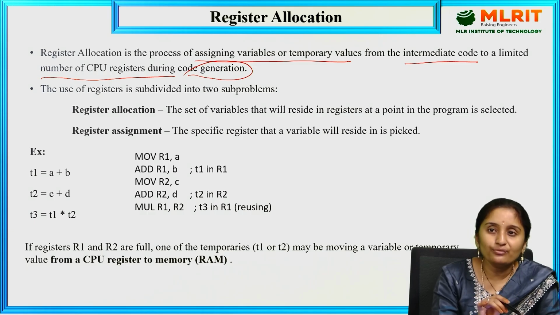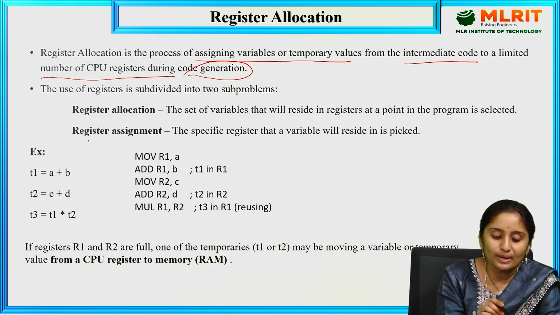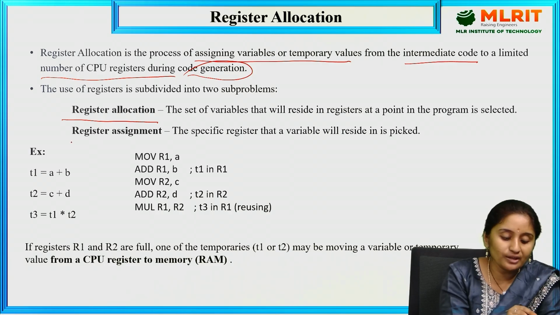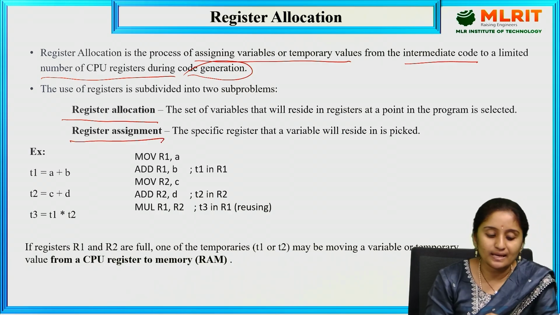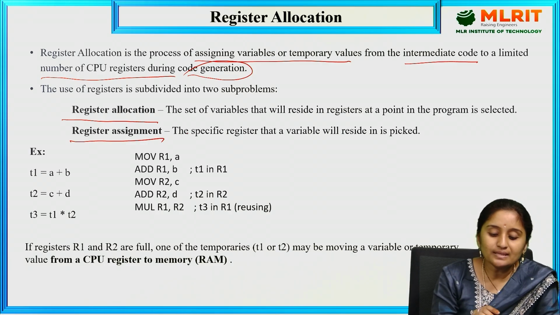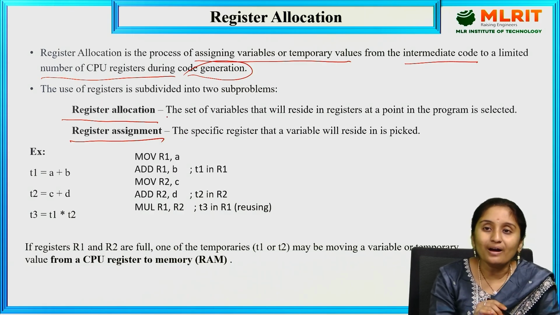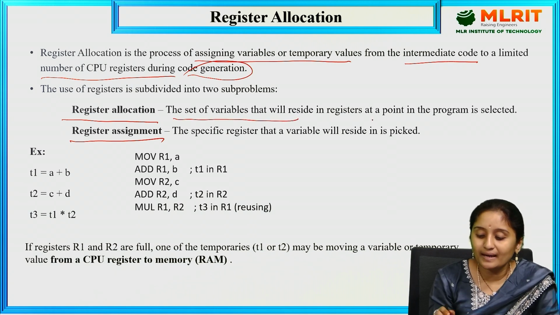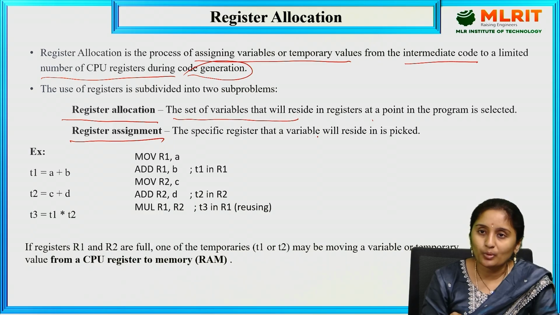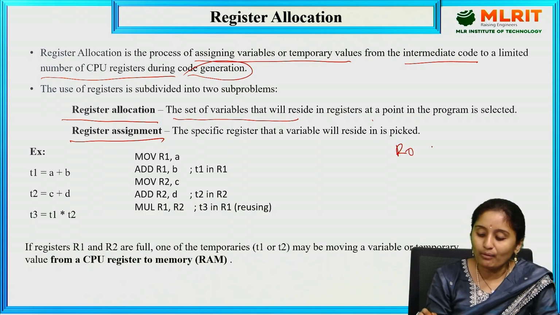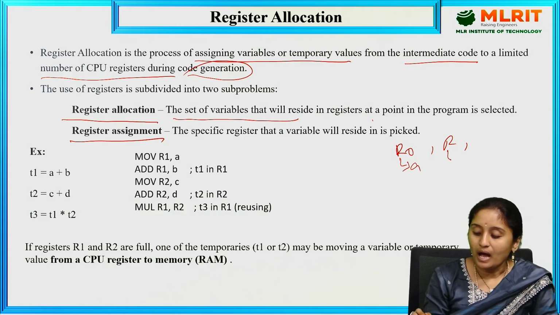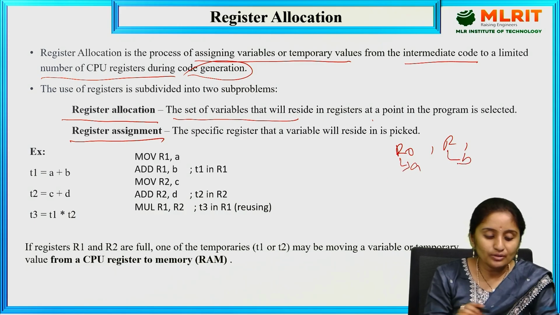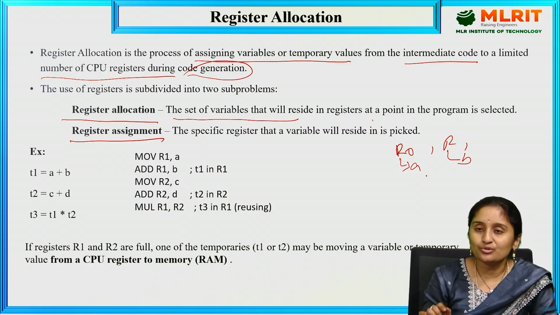So there we are going to face two problems. It is divided into two sub problems: register allocation and register assignment. Register allocation is where we allot the registers to the variables. The set of variables that will reside in registers at a point in the program is selected. For example, I have R0 and R1. In R0, which variables do I have? R1 is pointing to the B variable.